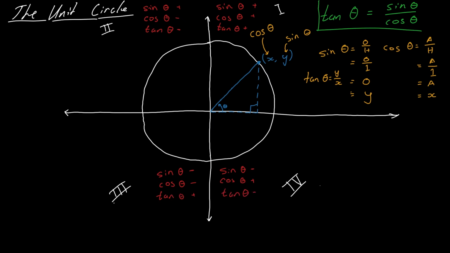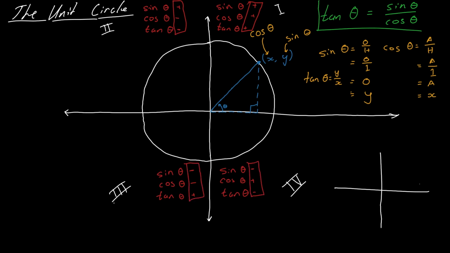Now we know that in the first quadrant everything is positive, in the second only sine is positive, in the third only tangent is positive, in the fourth only cosine is positive. This can be remembered with all stations to central.